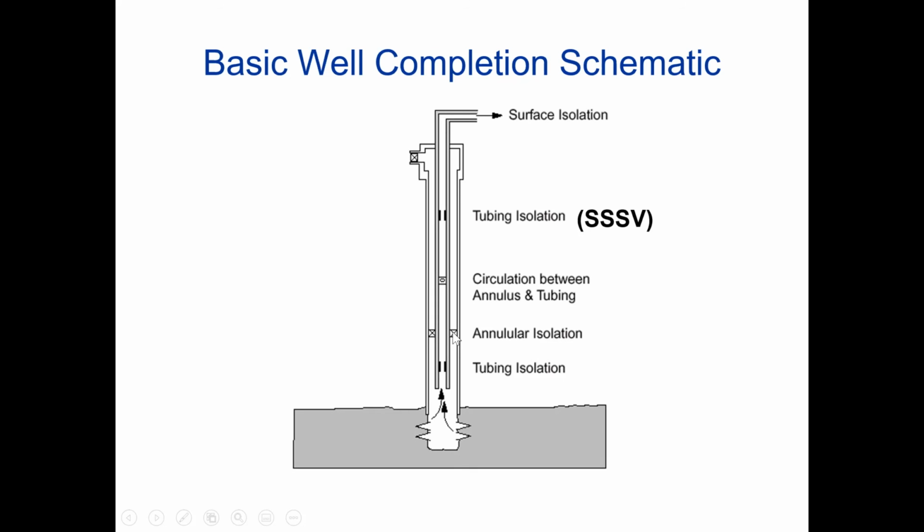Annular isolation packer. Then we have circulation, a sliding side door. That is, remember, for circulation between tubing and annulus for killing the well. Then we have the subsurface safety valve. And this is the production. This is from the annulus. This is from the tube. Please remember, these are the essential, basic well completion components.